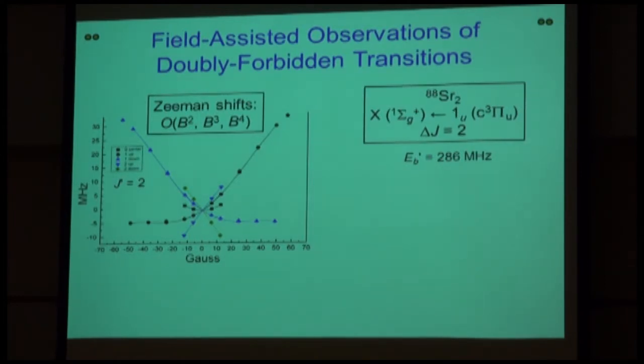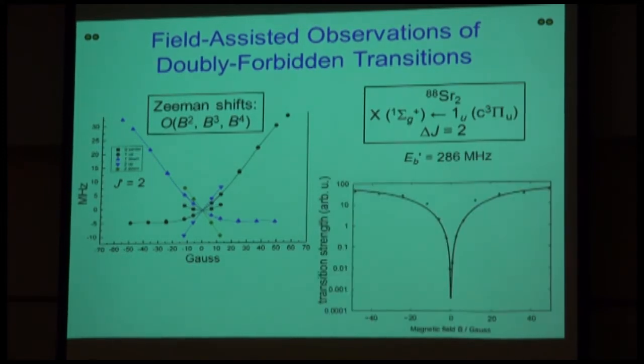does hint that maybe we can use very small fields to mix them up and see these forbidden transitions. So just one example of a transition that we think we can definitely induce with application of small fields is a particular one with delta J equal 2 to this even J angular momentum, so to even J level that's bound by about 300 megahertz.